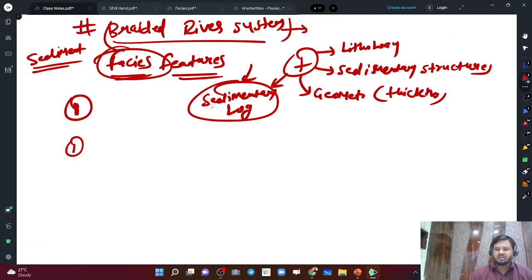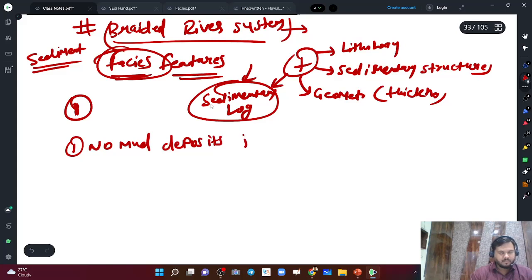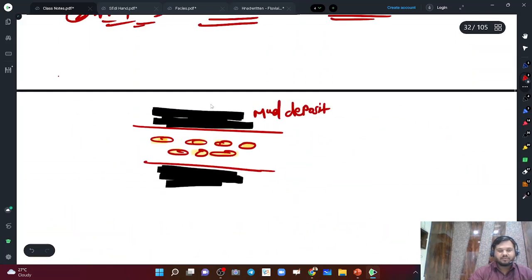There is a lot of water, a lot of sediments, right? So here you will not get much, no mud deposits in the channel, right? So here in the channel, this is the Brahmaputra river. Here you won't get much sand because here the gradient is high.